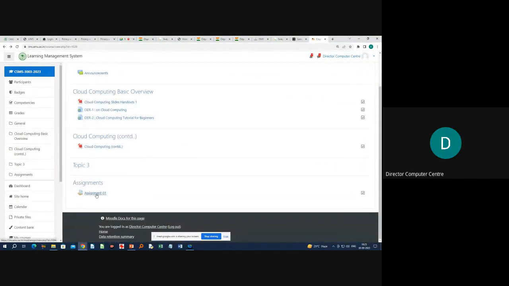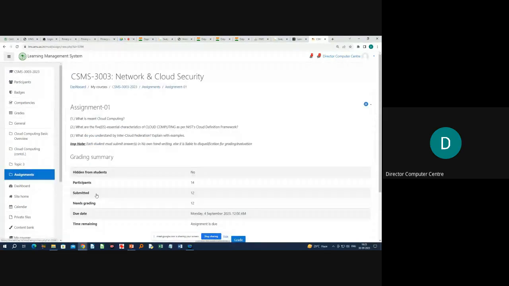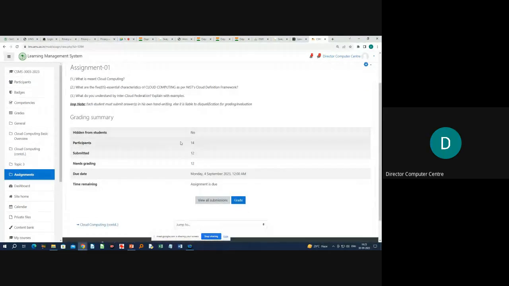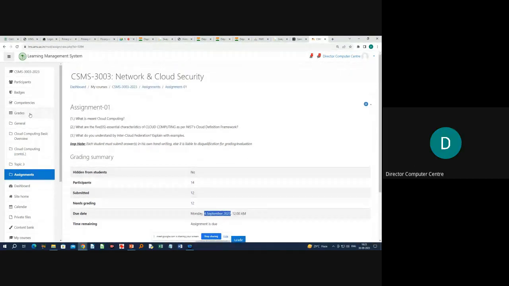Then I can give assignments. You can see here, I have given an assignment for X number of days. Assignments were expected from 14, 12 have submitted, so 2 did not submit. The assignment was due on 4th September. So all of that is possible. Then I can do grading, I can do so many things. I can do a quiz here itself.